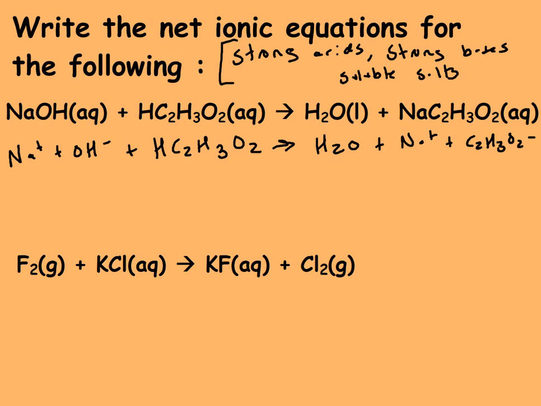So here I have the complete ionic. And the complete ionic breaks apart my NaOH because that's a strong base. It kept together acetic acid since that's a weak acid. Water stayed together since it's a liquid. And sodium acetate broke apart since that's a soluble salt. Again, this would be the complete ionic. To get my net, I cross out all spectator ions. And then I bring down what's left.